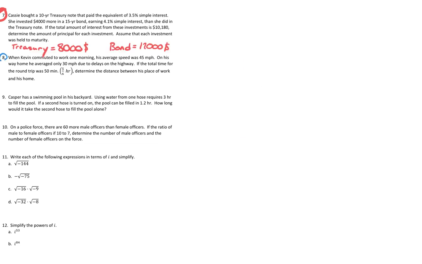Okay, so for number 8, we're having someone commute to work at an average speed of 45 miles per hour, and then on the way home, he averages 30 miles per hour, and the total time for the round trip was 50 minutes or 5/6 hours, and we need to determine the distance between his place of work and his home. So we need to remember that distance equals speed times time, okay? So from here, we also know that time equals distance divided by speed. So in this case, we have hours is going to equal miles over miles per hour.